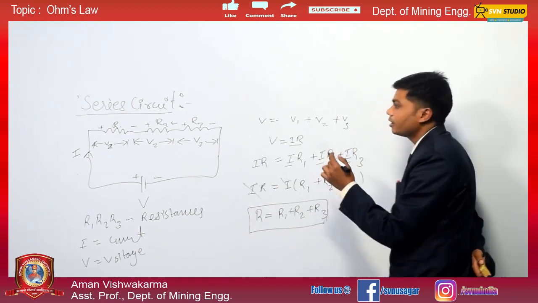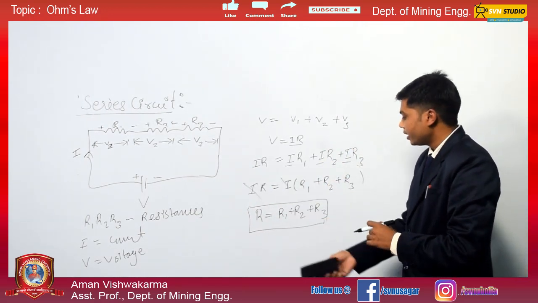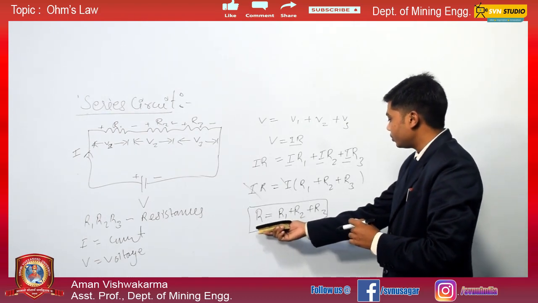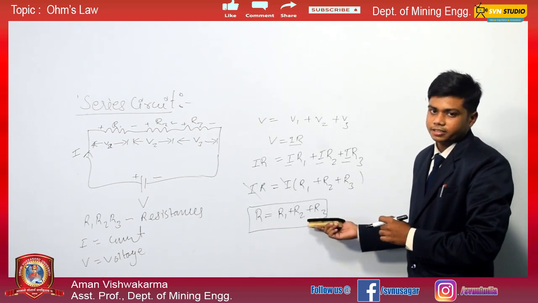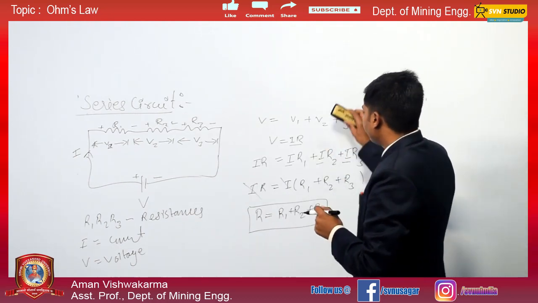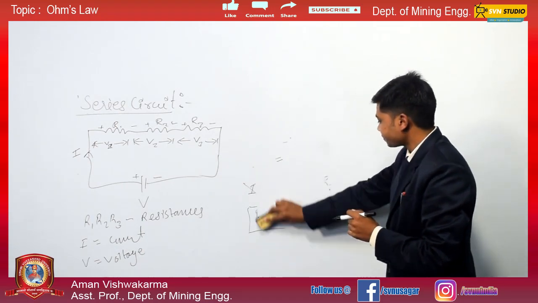So, this is the series circuit or series connection of resistances. As we can see, R is equal to the direct addition of all the resistances. Okay. Next we will see the parallel circuit.